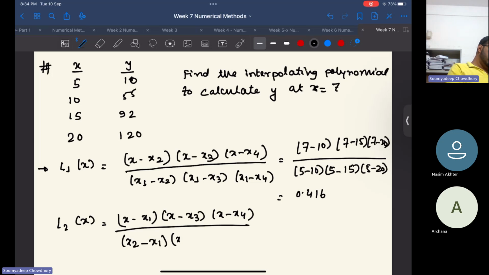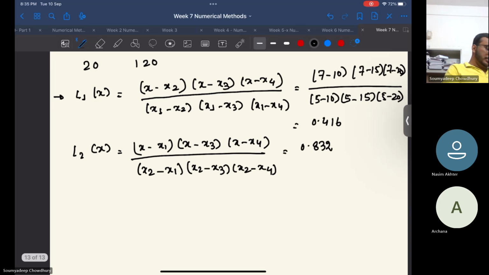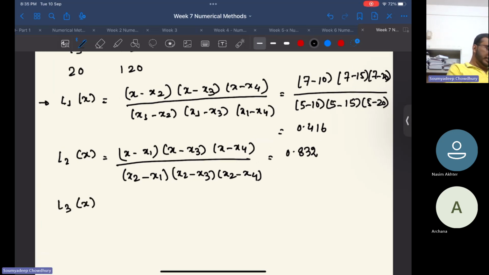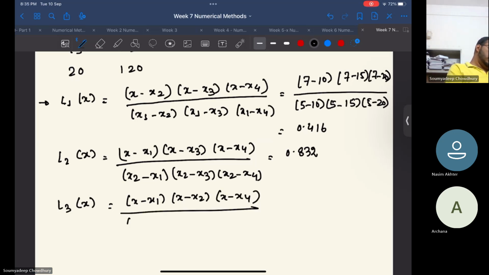x2 minus x1, x2 minus x3 into x2 minus x. So if you substitute all the values, you will get L2 as 0.83. Similarly, you can find out L3 of x. What is L3 of x? You can just substitute this one, x minus x1. So this will come to minus 0.312.